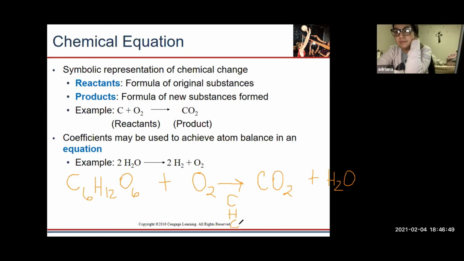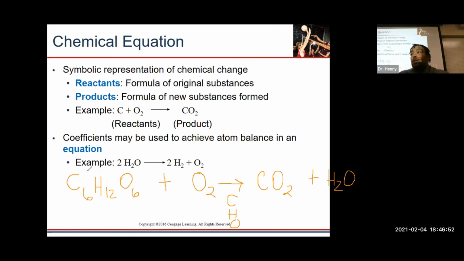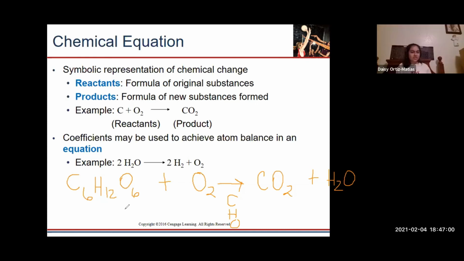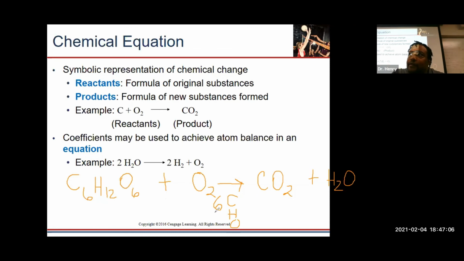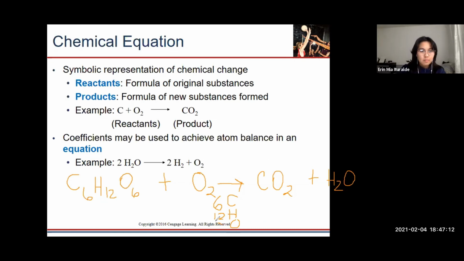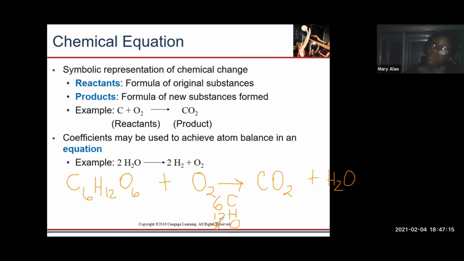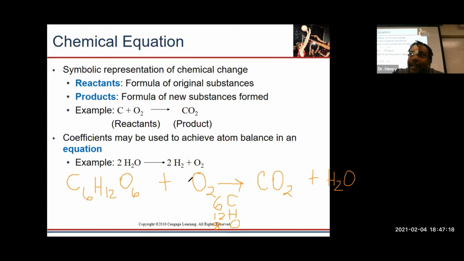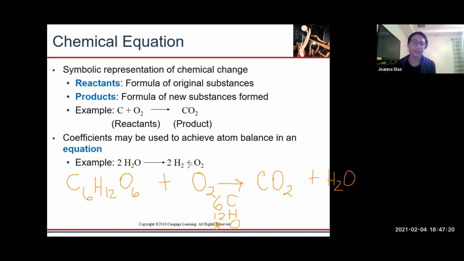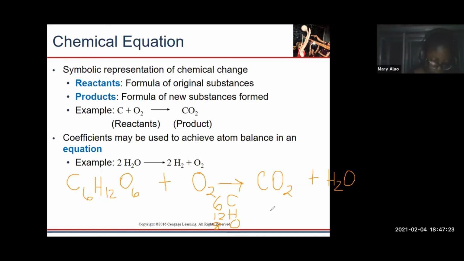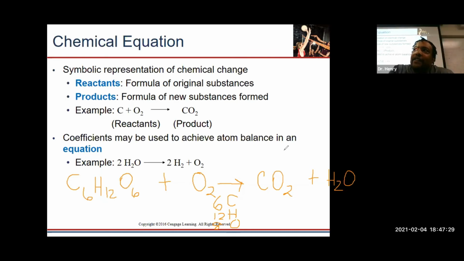You guys got to help me out though, because I'm old. On the reactant side of the equation, how many carbons do I have? 6. How many hydrogens? 12. How many oxygens? There's 6 here and there's 2 here. 8. Okay.